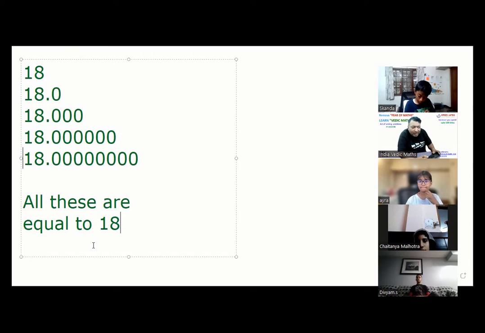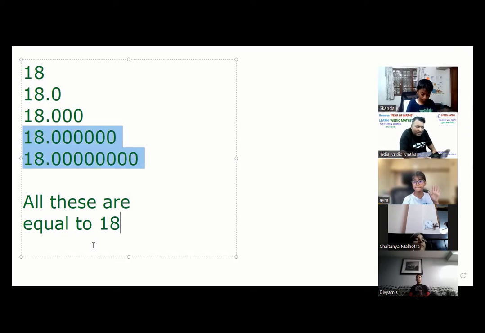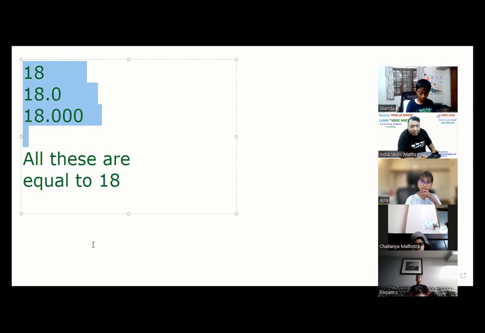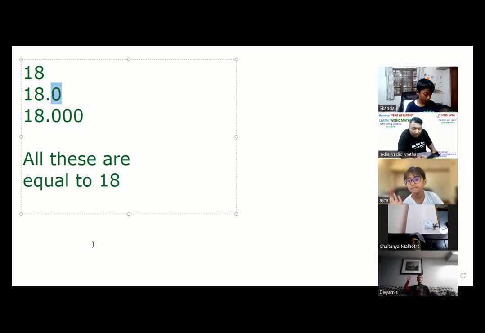So guys, all these are equal. So how do you decide they are equal or not? So let me first erase this just to make it simple. All these numbers are equal. Why are they equal? Because after 0, there are no non-zero numbers. Yes, Ira, tell me.